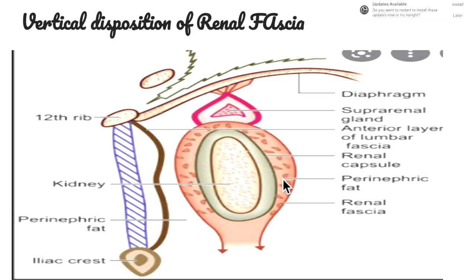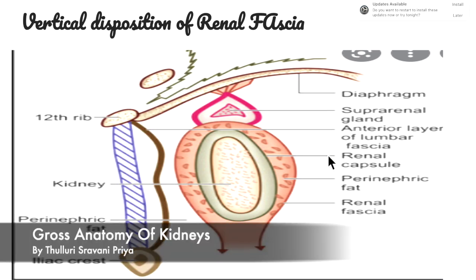We see below, at the lower pole, these two layers remain separate and they pass in front of and behind the ureter, and then slowly the anterior layer of the renal fascia merges with the extraperitoneal connective tissue of the iliac fossa, whereas the posterior layer of the renal fascia merges with the iliac fascia. So this is about the renal fascia disposition above and below.